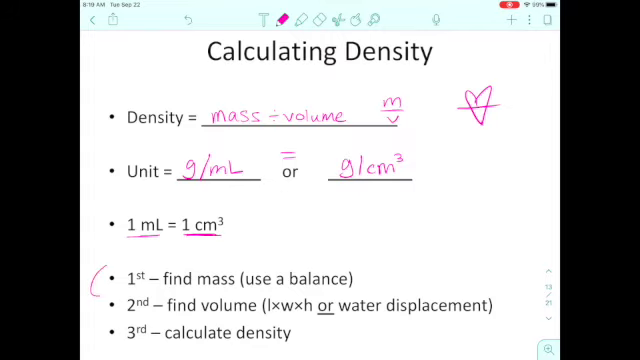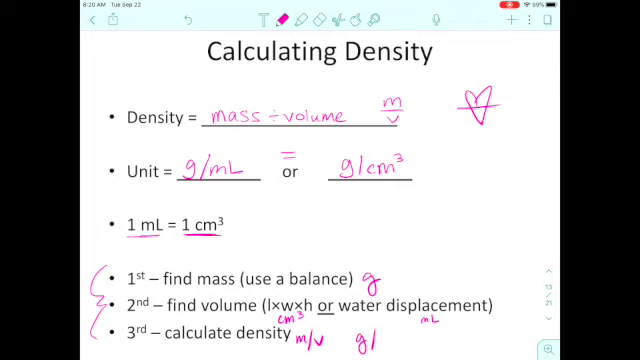So this is the process that you would do in the lab if you needed to find the density of something. First, you'd have to find the mass. You put it on the balance, and that would give you the mass in grams. Then you would find the volume. If it's a cube or a block, you can use length times width times height. That'll give you centimeters cubed. Or if you use water displacement, that'll give you milliliters as your unit. And then to calculate density, you do the mass divided by the volume.